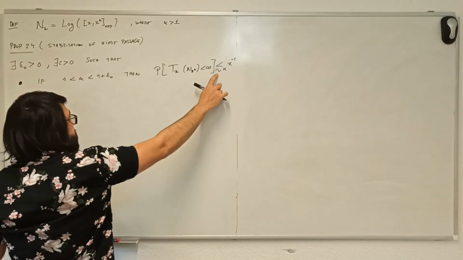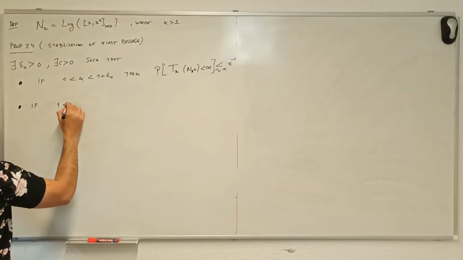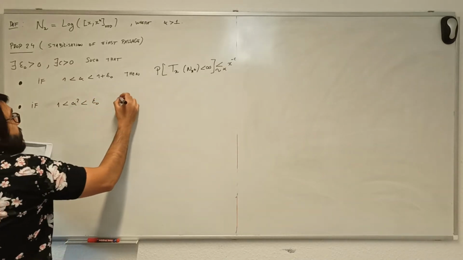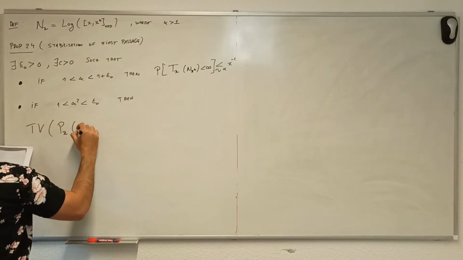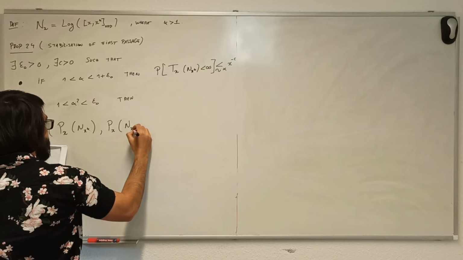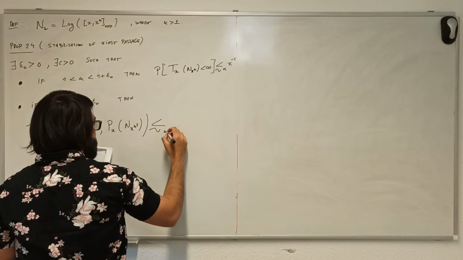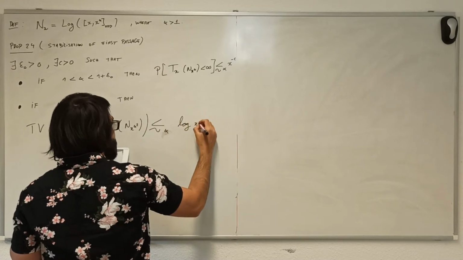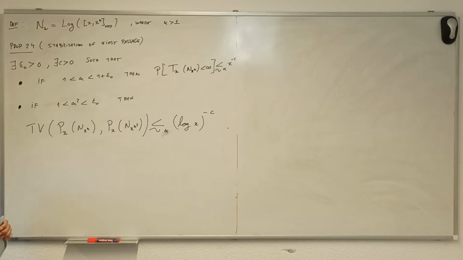And I will mention what this notation is in a moment. And if 1 is less than alpha squared is less than this epsilon naught, then the total variation of the distribution of p of x of n x to the alpha and p of x of n x to the alpha squared is much less than, with constants depending on alpha only, log of x to the minus c. Okay? So this is the proposition.